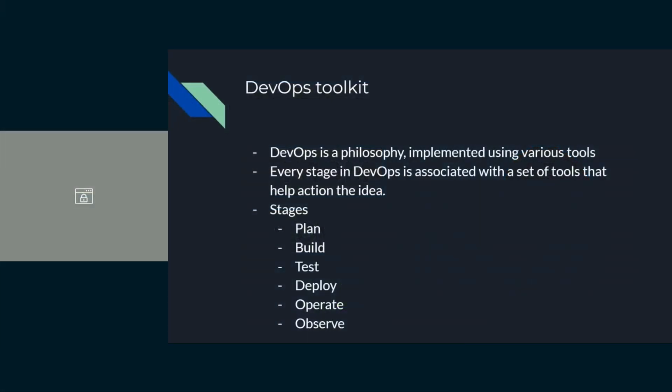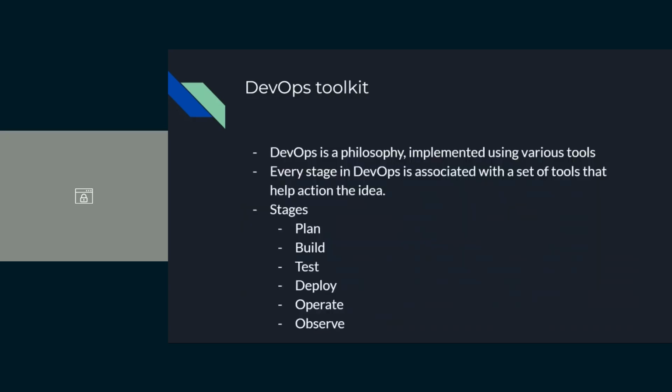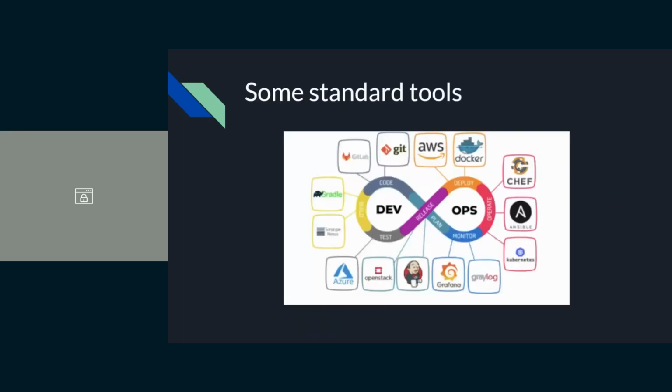Like I said, DevOps is a philosophy and it is implemented using a lot of tools. So these are the stages that are there for DevOps: planning, building, testing, deploying, operations, and observability. So what are the tools that are actually used to implement this DevOps toolkit?